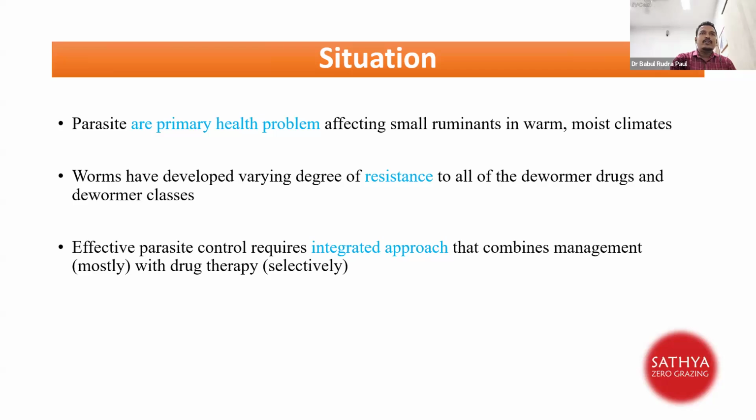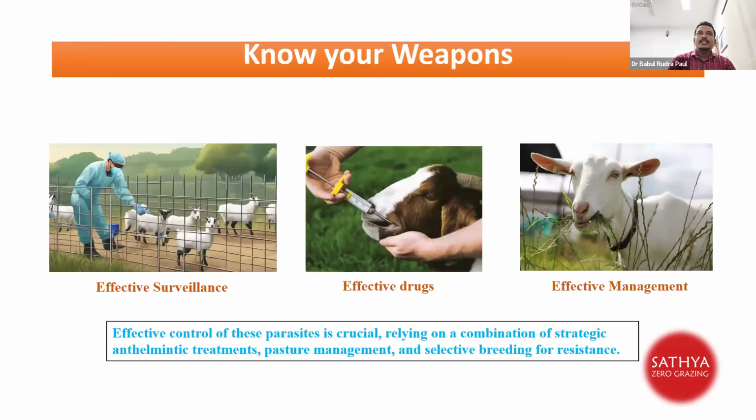So we need to think of an integrated approach for the management of parasitic gastroenteritis. First, management, which is most important. Second, drug therapy, which should be judicious and selective. So these three are our weapons: proper surveillance of the parasites, because the same parasites are not prevalent in all the states, effective drugs given to the affected animal, and effective proper management. By combining these three, I think we can control parasitic gastroenteritis.